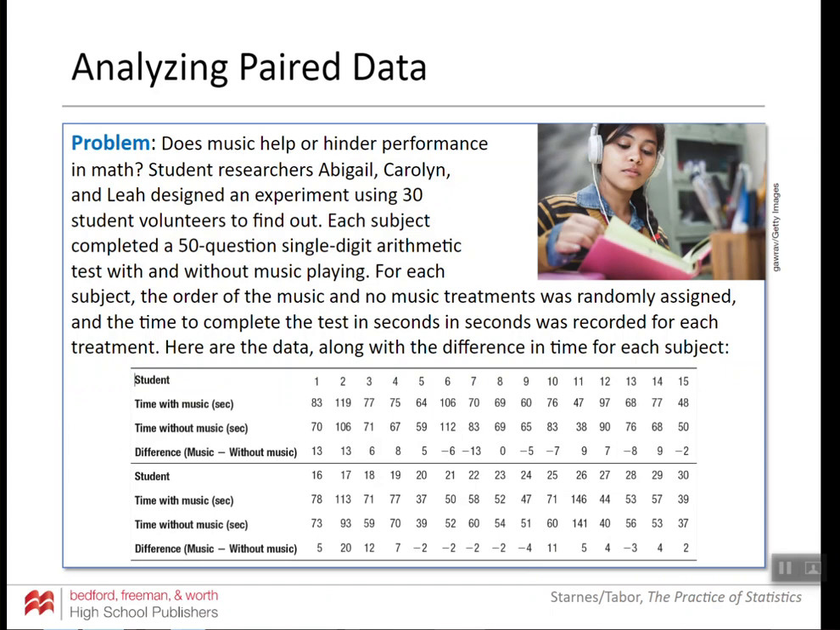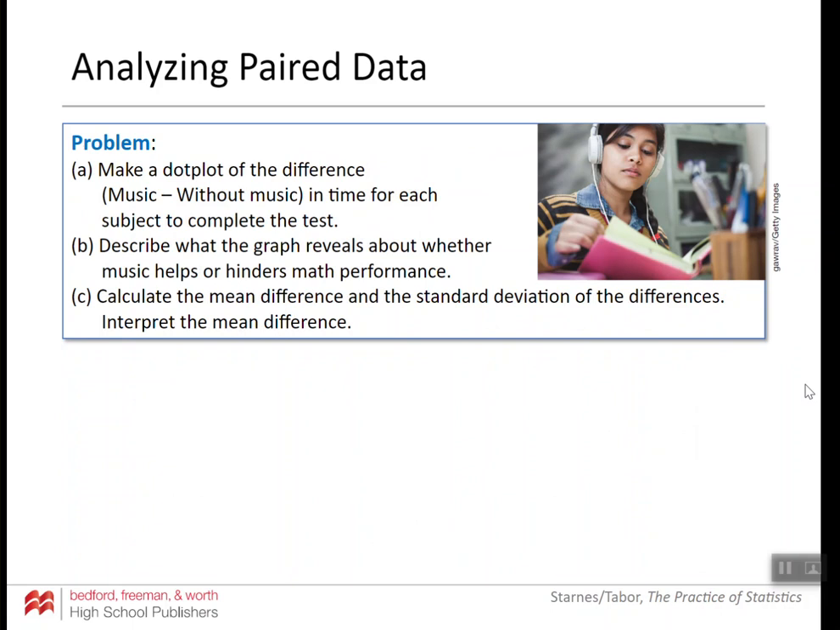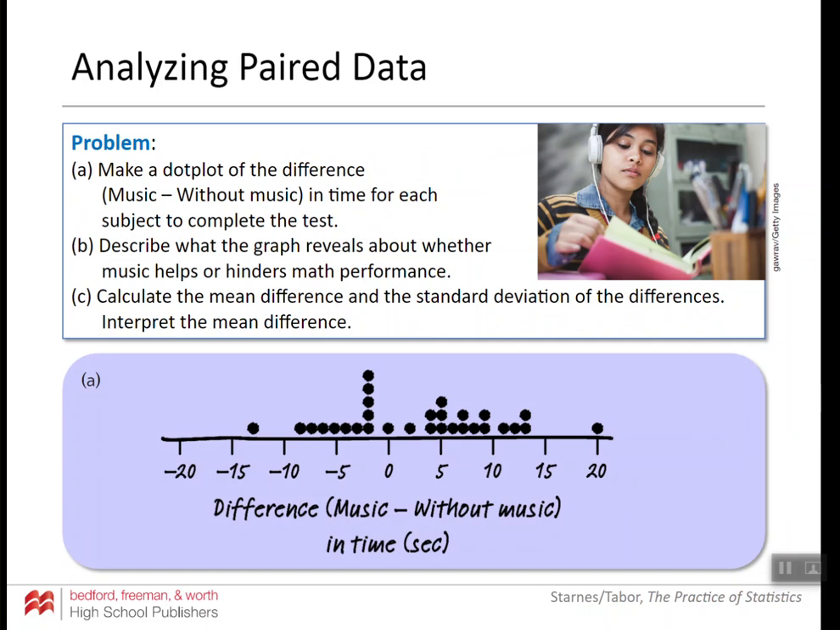So, they have 30 student volunteers. They took 2 different math tests, one with music, one without music, and they recorded how long it took them to do that, and then calculated the difference. And they did music minus without music. So, we want to first make a dot plot of the difference in time for each subject to complete the test. So, looking at that last row, you make a dot plot. Okay? You guys know how to make dot plots.